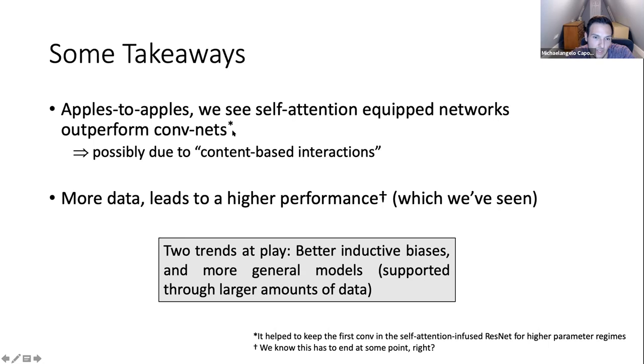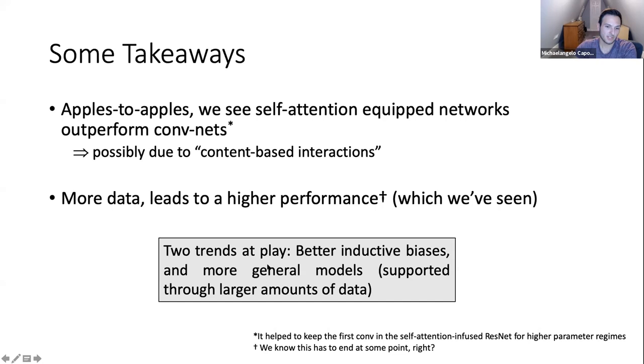So there's a small caveat here, which I won't necessarily get into, but I say this is possibly due to content-based interactions. Or no, I think this is how they refer to it in the paper, that you can create associations between pixels, or associations between patches. And then the other thing you see is that, at least for the global attention, you have more data leading to a higher performance.